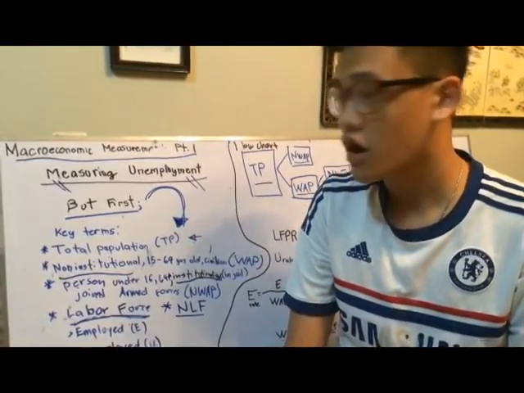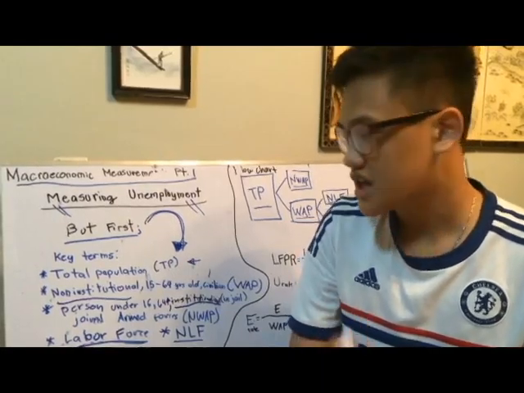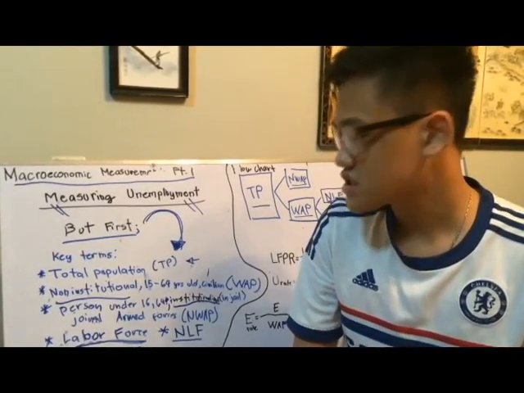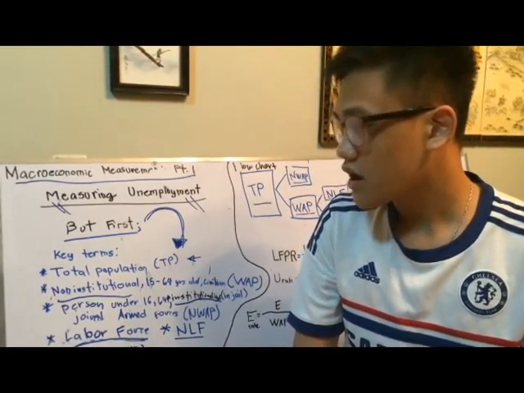So our topic is macroeconomic measurement part 1, measuring unemployment. But first, let's start with the key terms. So what is total population? Total population is the number of people inhabiting a country, and under it would be two.